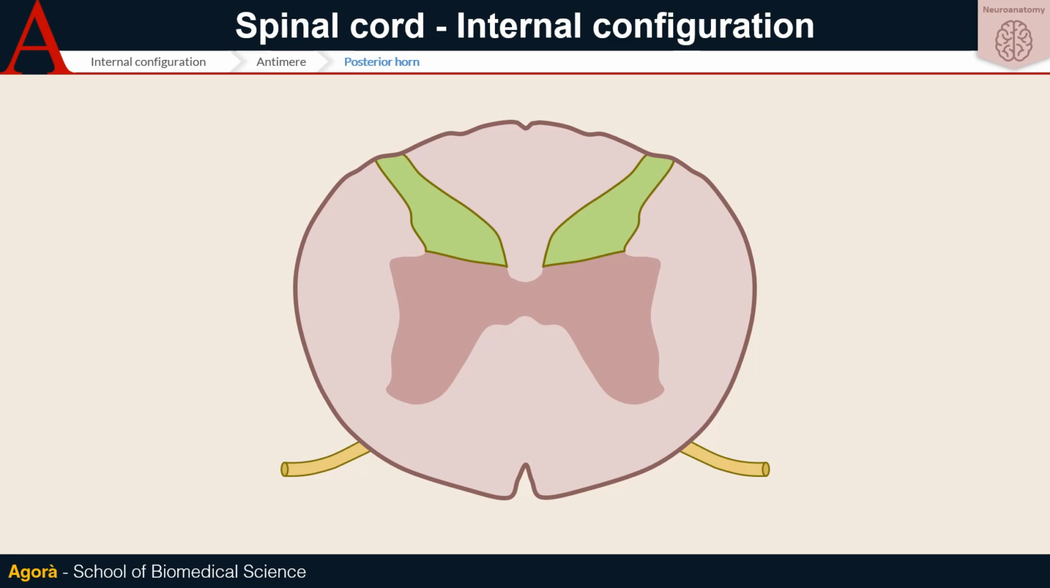The apex of the horn, heading laterally and outward, is separated from the surrounding white matter by a layer of nerve fibers called the Lissauer's marginal zone. The dorsal part of the posterior horn receives the nerve fibers from the posterior roots, which enter the spinal cord through the posterior lateral sulcus.